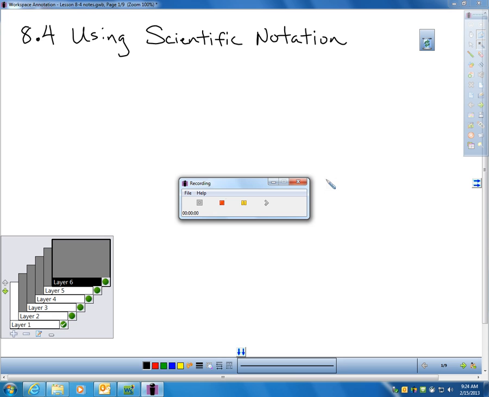Hi, and this is section 8.4, and it's entitled Using Scientific Notation. We are on page, right now, page 512. I'll just put that here. Page 512 of your textbook.